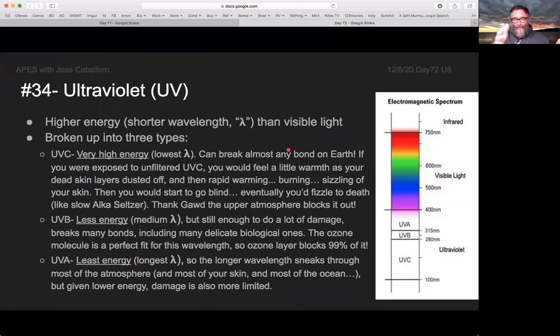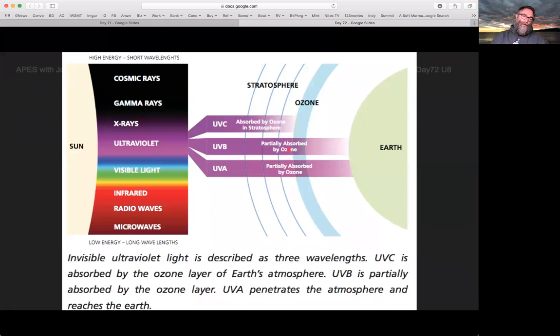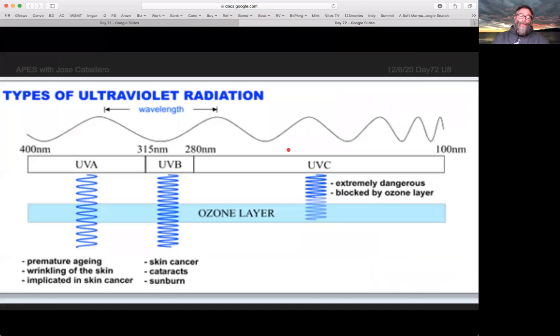Ultraviolet A gets way down into the ocean. Like all those water molecules, it's still scooting through it. Ultraviolet A has the lowest energy, so its damage is limited, but it makes it really far. Okay, so ozone blocks any ultraviolet C that's left at the ozone layer. It blocks 99% of the ultraviolet B and doesn't really affect ultraviolet A.